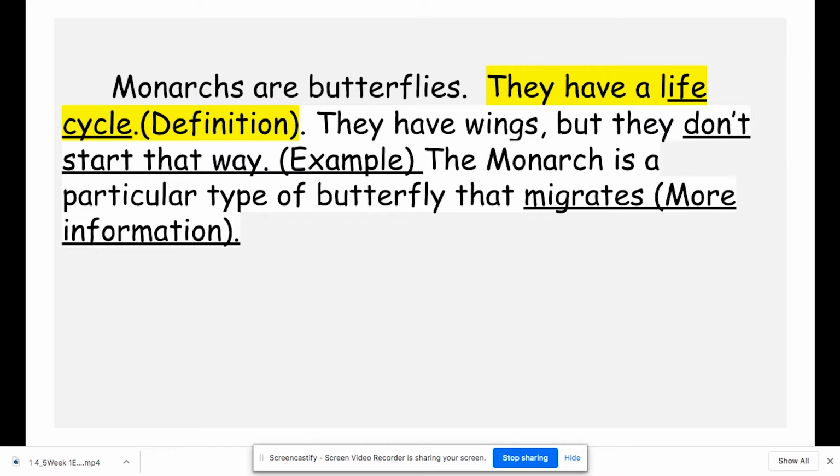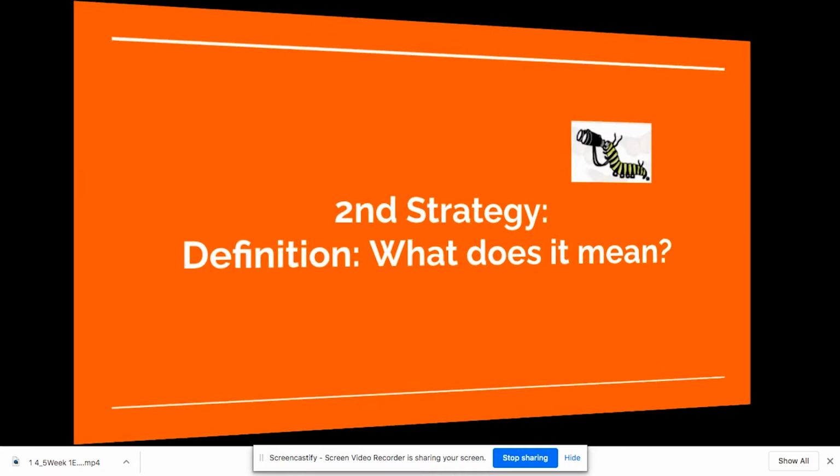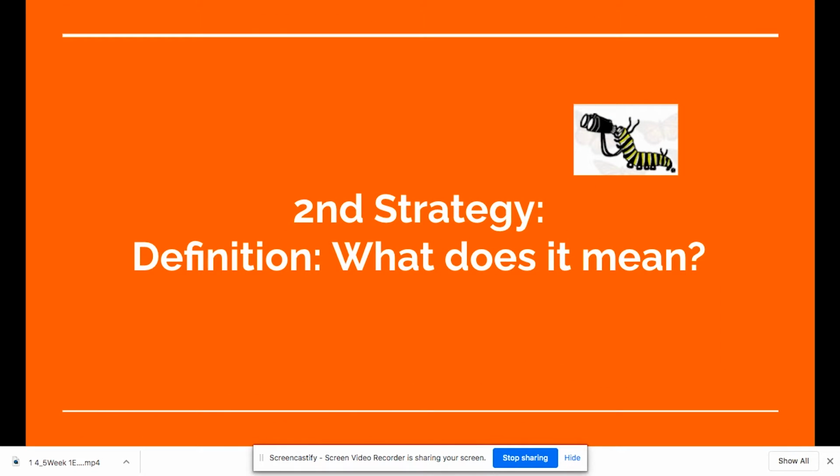Sarah didn't tell us. They have wings, but they don't start that way. Okay. Well, tell me more. I want to know more about it. Wings doesn't tell me what happens in a life cycle. The monarch is a particular type of a butterfly that migrates. Well, if you remember, our text didn't give us a lot of information on migration, so we might have to have more information here. Second strategy, definition. What does it mean?